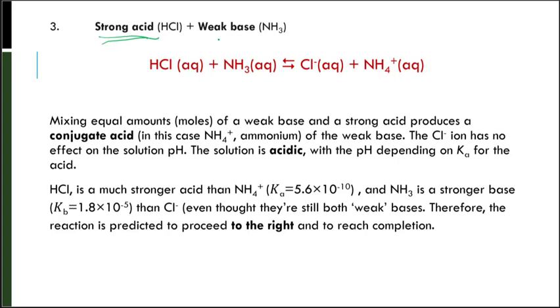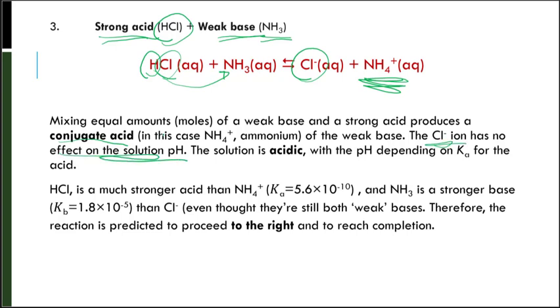Now what if I have a strong acid and a weak base? For example, hydrochloric acid we know is a strong acid, and ammonia is a weak base. If I mixed equal amounts, it would produce a conjugate acid. For example, HCl is going to donate that proton, so NH3 becomes NH4 plus. And then we have our chloride ion here. So we have the anion, which in this case has no effect on the solution pH. So if this has no effect on the pH, we're left with NH4 plus, which is going to make it acidic. And that pH depends on the Ka for that acid.